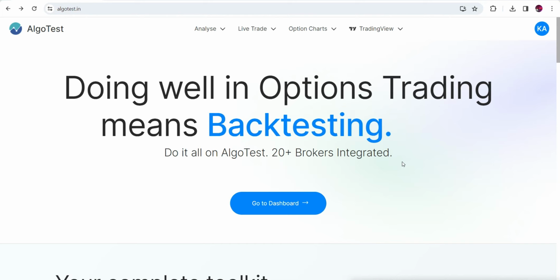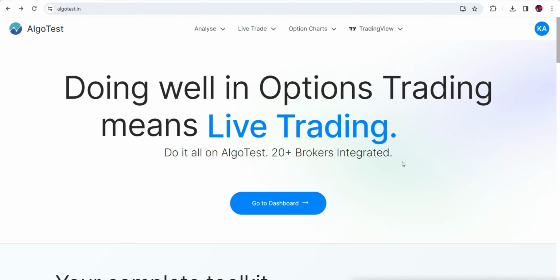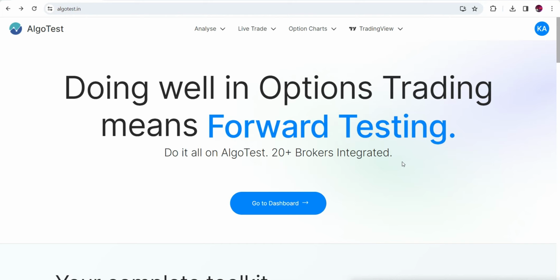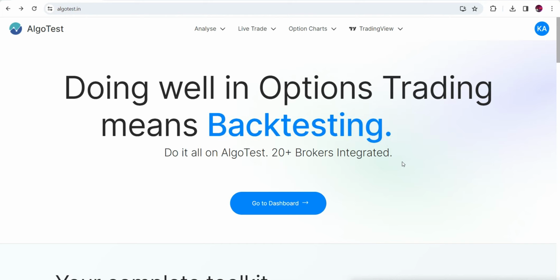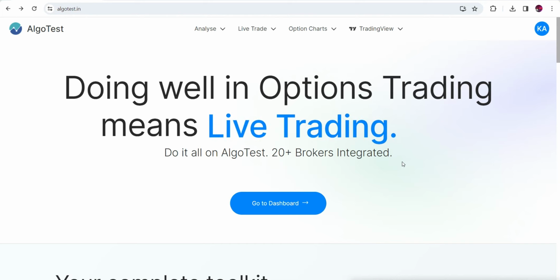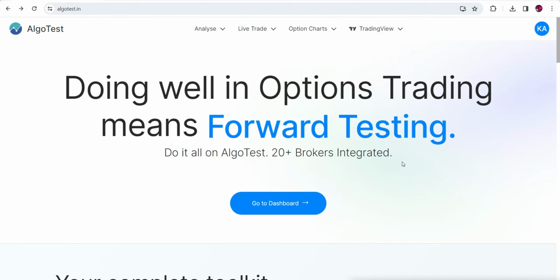Now, the third thing you need to know is what is AlgoTest. AlgoTest is a platform where you can backtest your options or futures strategy, so you can get an idea if your strategy was profitable in the past or not. If it is not profitable, you will not deploy that strategy live.